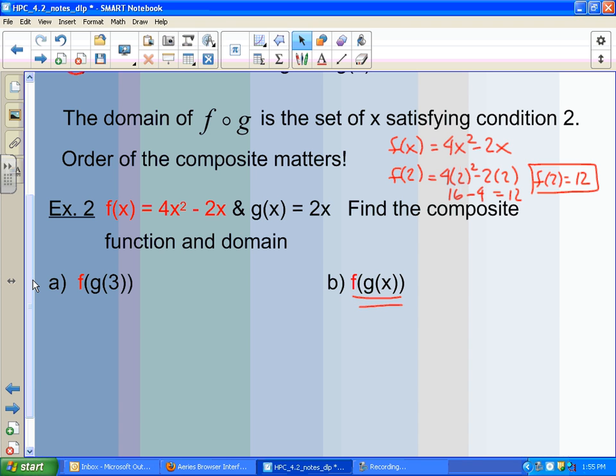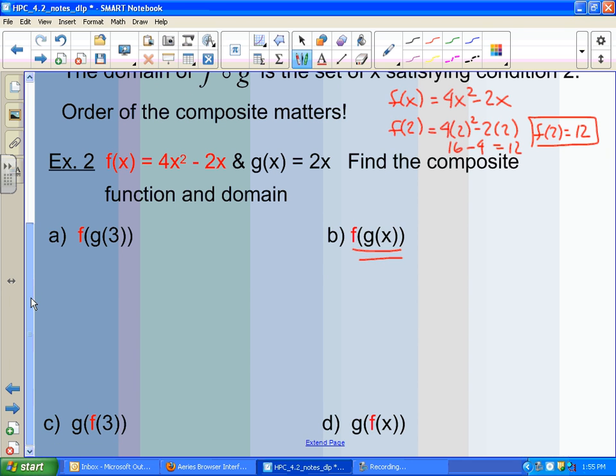So that's what we're going to do. We're going to do it in pieces like this. So first, let's go find g of 3. Quickly, g of 3 is 6. Plugging in x with a 3, I get a 6. So then now I can say, oh, f of g of 3 is the same thing as saying f of 6.